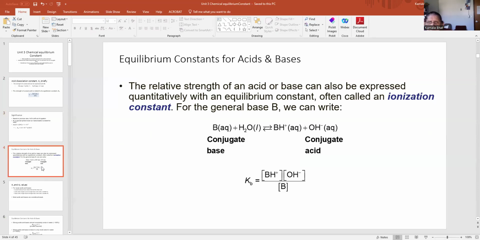In the same way, we can write that the relative strength of an acid or base can also be expressed by its ionization constant, Ka for an acid or Kb for a base. And now we have written the conjugate base and its expression, where water will donate a proton to the base, forming an acid and releasing the OH ions, so that again water is present in large quantity and therefore we do not write it.